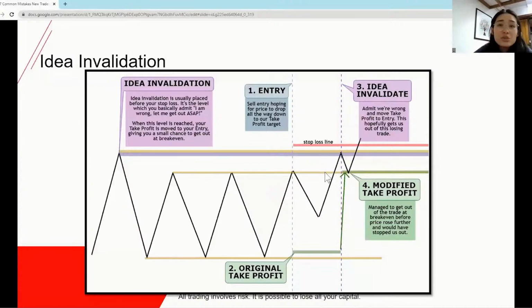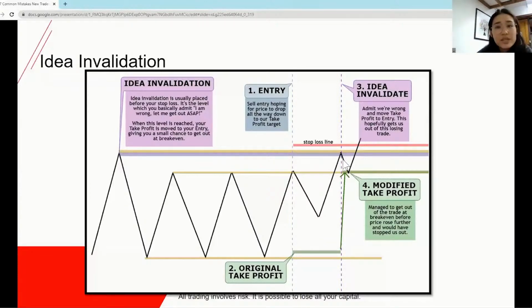We can see it even pushed past our entry, and our stop loss line originally is over here. As we mentioned earlier, we want to place it beyond any major area. So since we have a swing high resistance here, we're placing the stop loss beyond that. Price hit our swing high resistance, but it reversed off of it. So we quickly place our take profit at our entry instead, and we admit that we're wrong and hope that this gets us out of our losing trade.